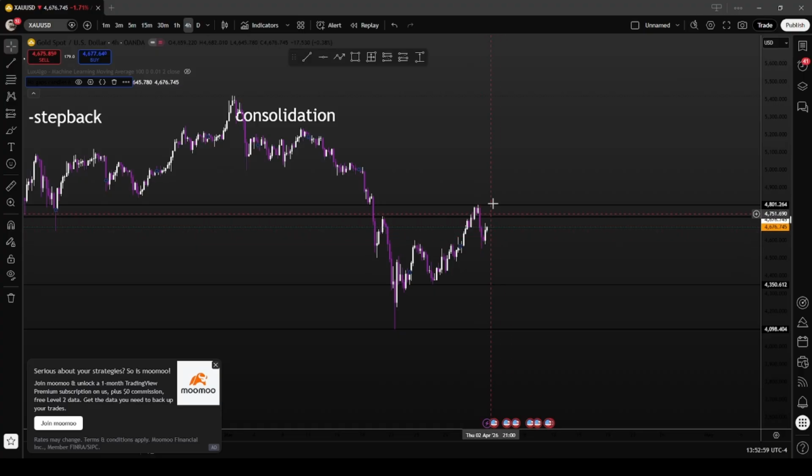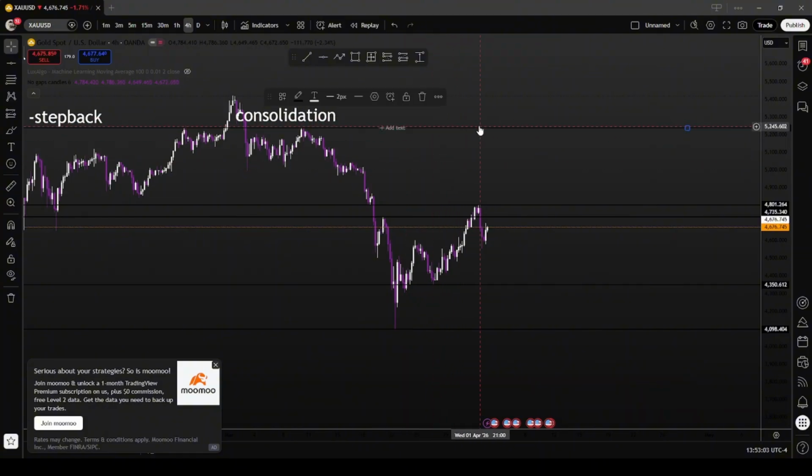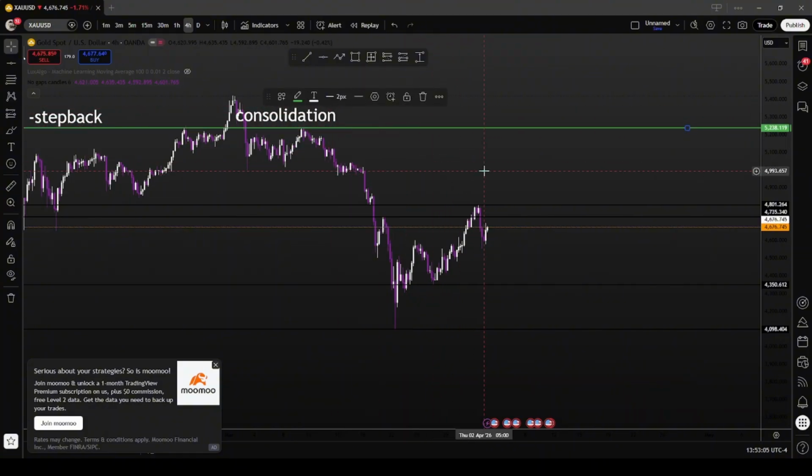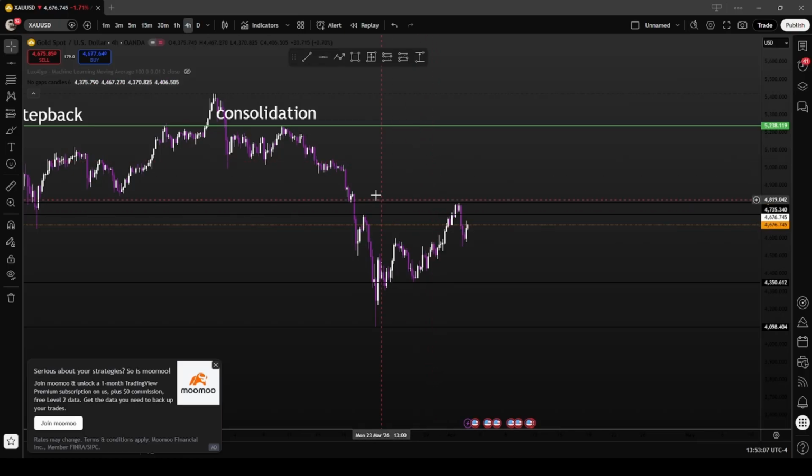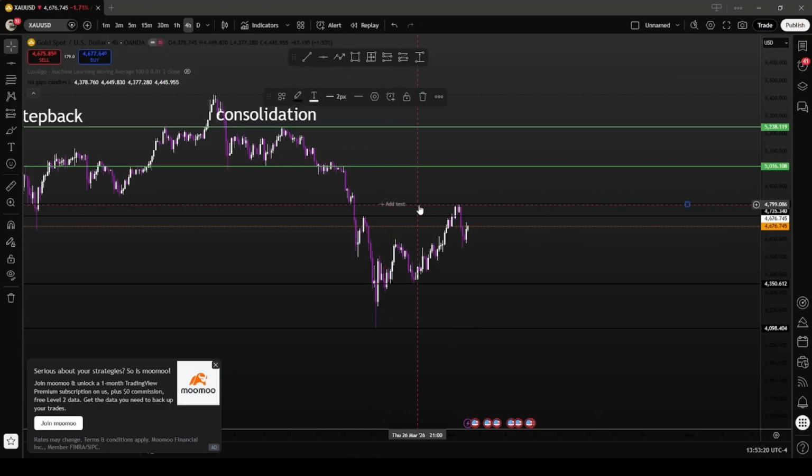Now we are looking for potential buys up to this level right here, which is this green line, because price has had a little bit of time to sit down here, regain its money, and now it is going to push back up. We don't know if it's going to get here, but here's where we're going to be targeting. We are going to be targeting these two green lines right here.